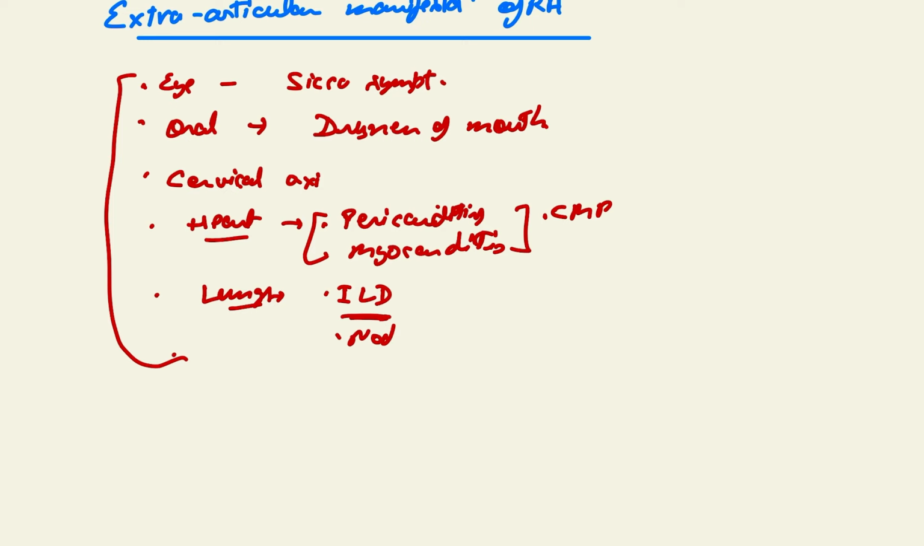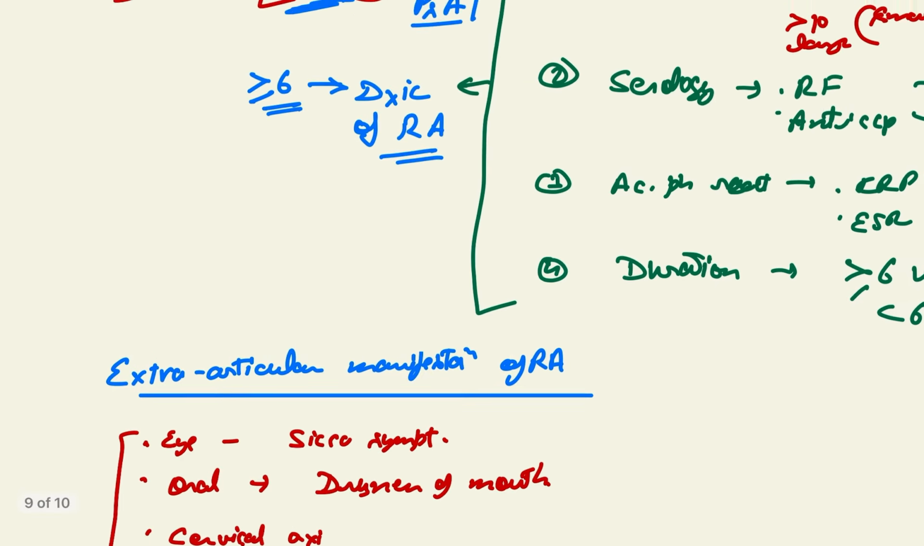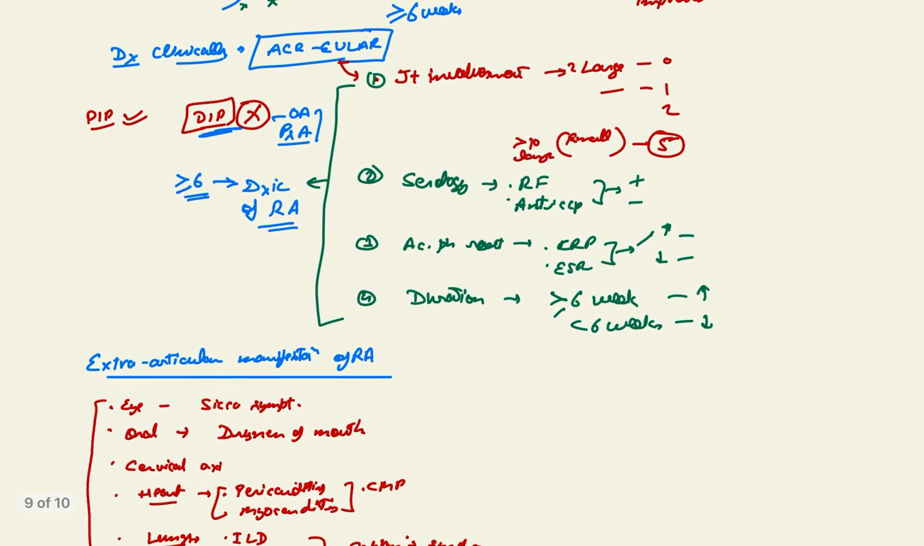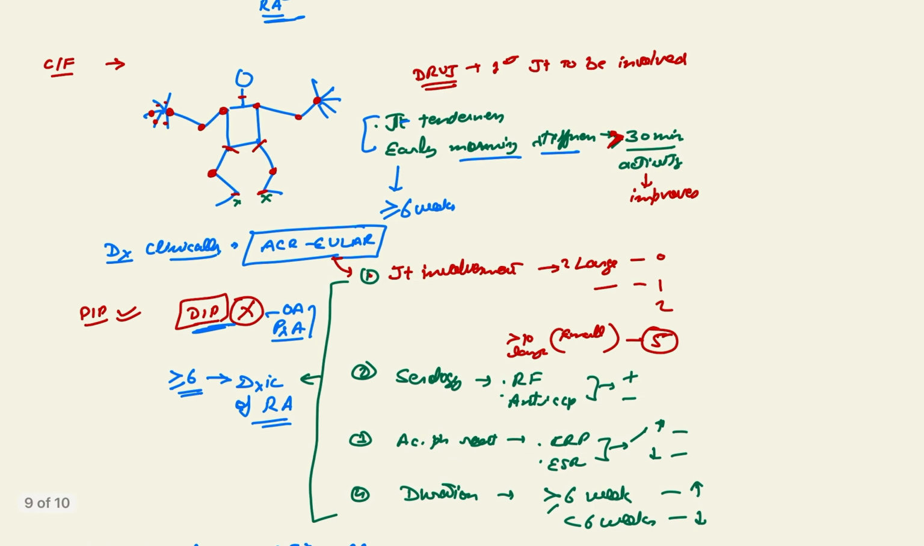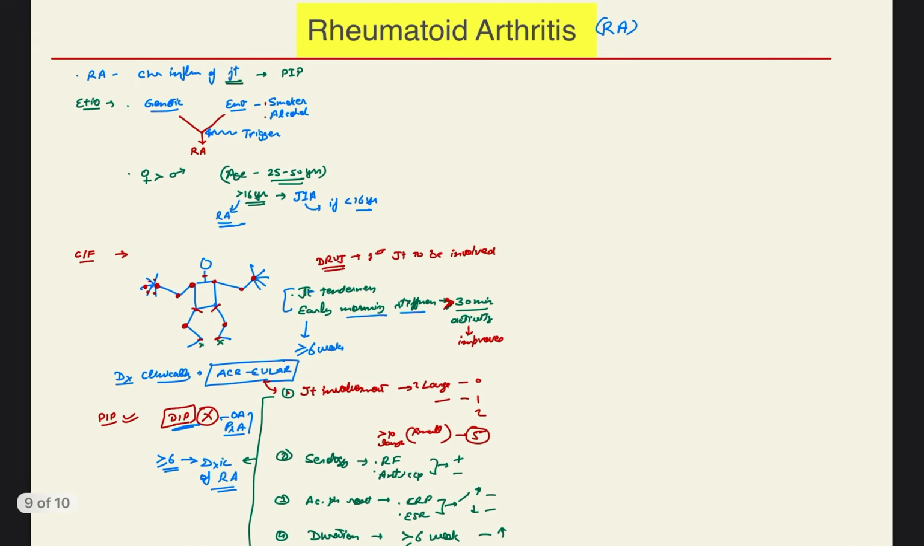In the lungs, we can also find the nodules. We can find Caplan's syndrome. We can find Felty's syndrome. Felty's syndrome is suggestive of neutropenia in the patients, right? So there are certain extra-articular manifestations of rheumatoid arthritis. After discussing these extra-articular manifestations and the clinical features, once we make the diagnosis of rheumatoid arthritis, now comes the treatment part.